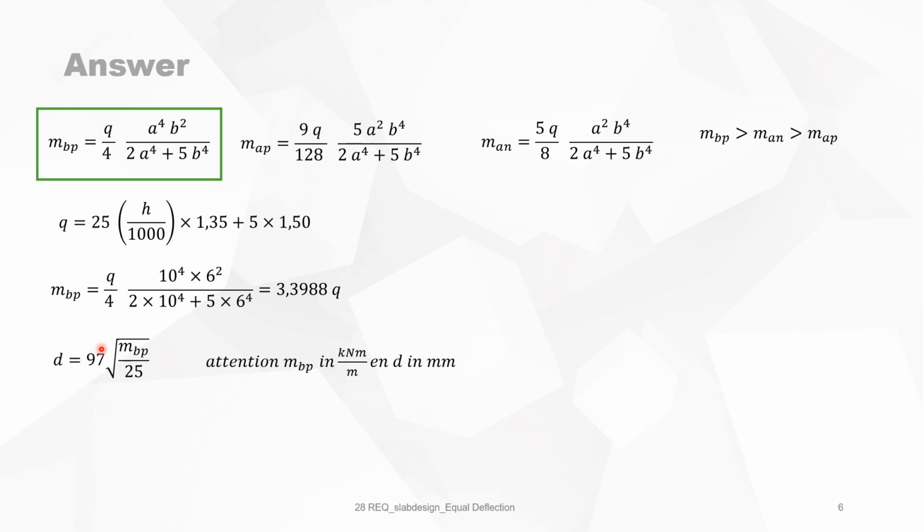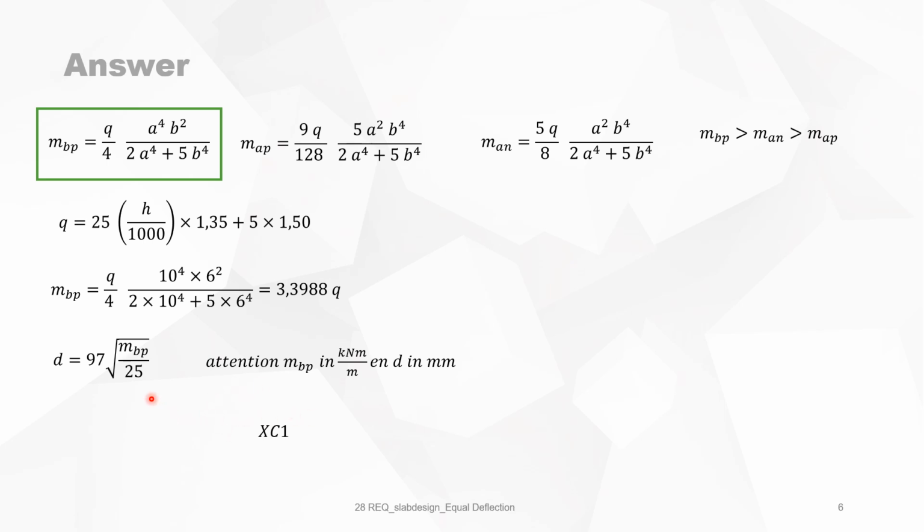But pay attention, in the coefficient 97 there are already included the units of the different parameters. For instance, D in this formula is expressed in millimeter. The concrete quality, the characteristic value of the concrete quality, is expressed in Newton per square millimeter, and the bending moment is expressed in kilonewton meter per meter. So only then you can use this formula. This is in kilonewton meter per meter, this is in megapascal, and then this will be in millimeters.